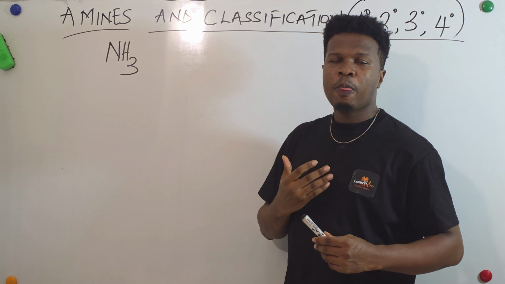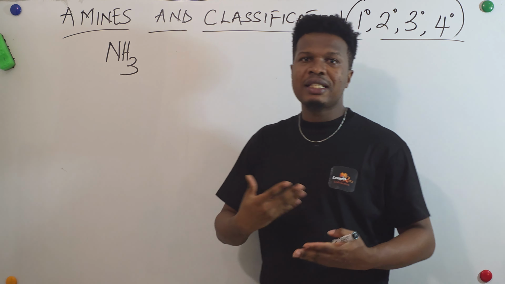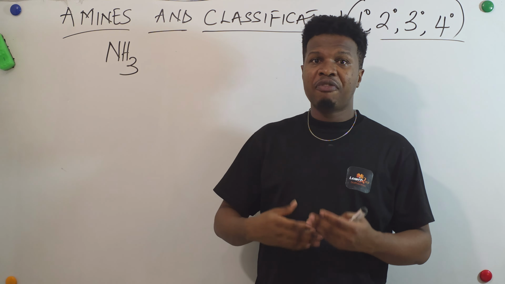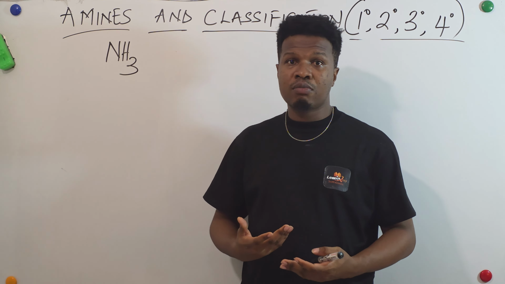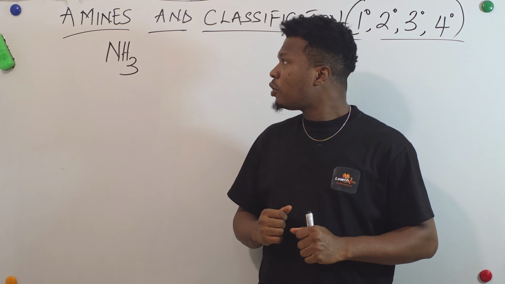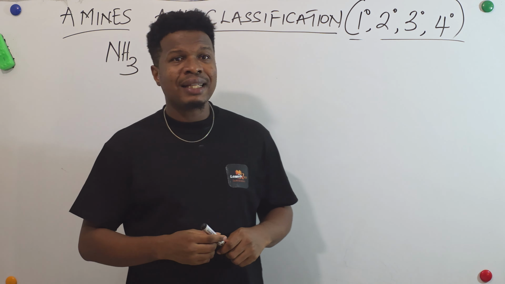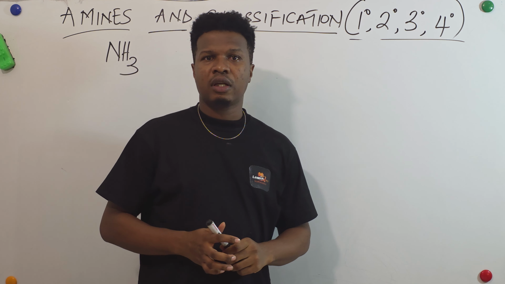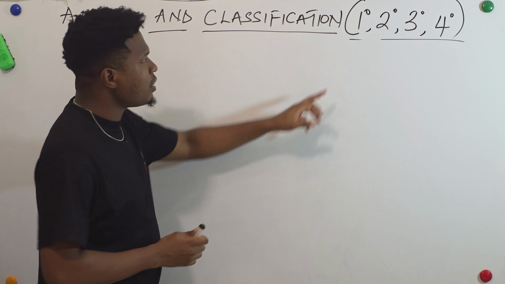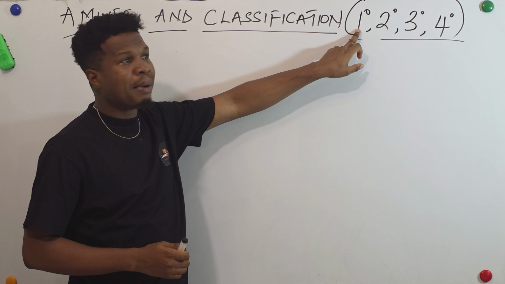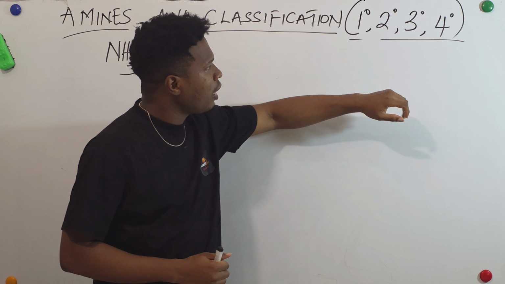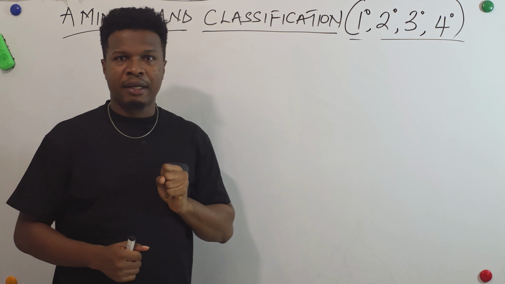First of all, we also have what we call aliphatic amine and aromatic amine. The aliphatic amines are the ones I'll be focusing more on, so we'll talk about aliphatic amines. Aliphatic amines can be classified into 4 types. So we have the 1 degree or primary amine, the secondary amine, the tertiary amine, and the quaternary amine.